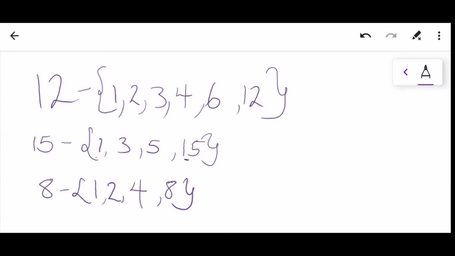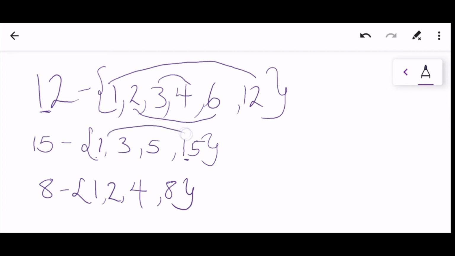And there is another pattern. Not only do each of these numbers have the number 1 and itself as a factor, but we can start to see a pattern where we can combine these numbers to get our original number. 1 times 12 will give us 12. 2 times 6 will give us 12. And 3 times 4 will give us 12.